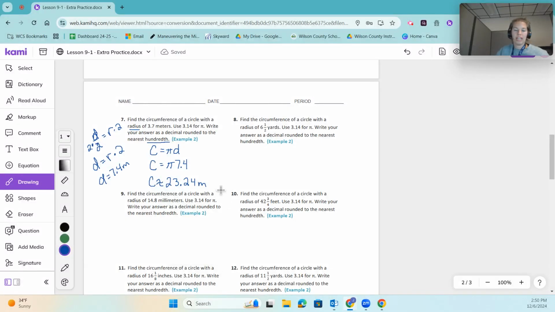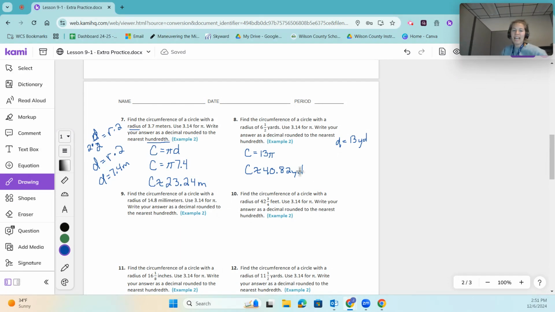Okay. So again, when we're given radius, we need to multiply it by 2 in order to find the diameter. So for this one, with a radius of 6.5, I'm going to multiply that by 2, and I'm going to get 13. So my diameter is 13 yards. Then I am going to do circumference. Circumference equals 13 times pi, so 3.14 times 13. And circumference is approximately equal to 40 and 82 hundredths yards.